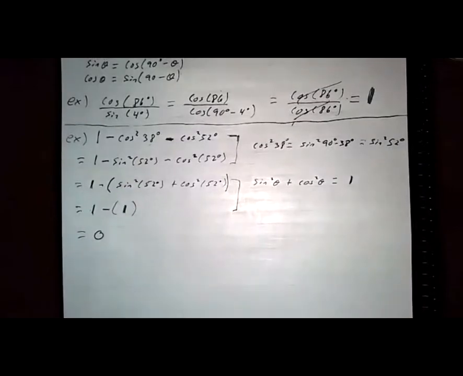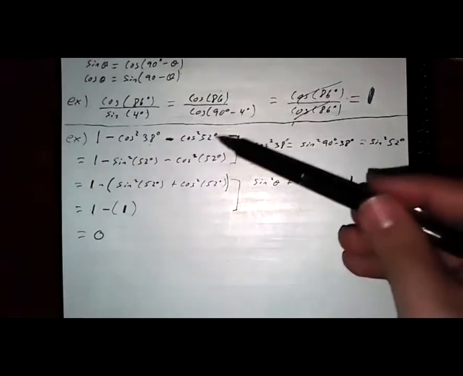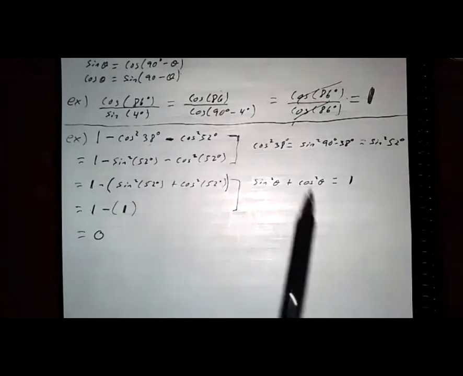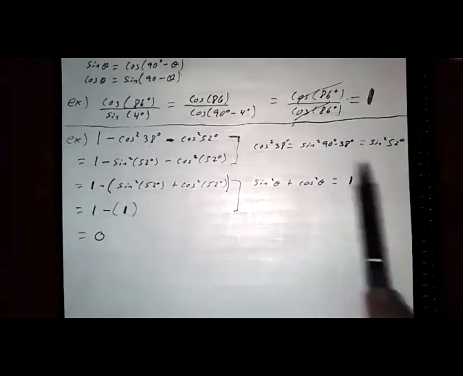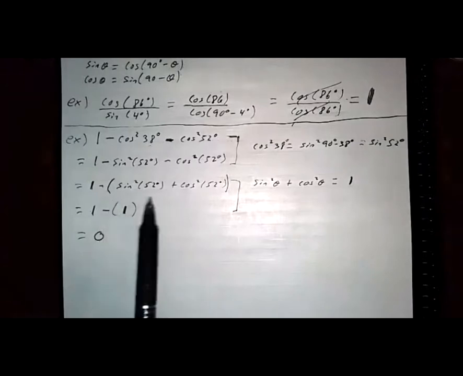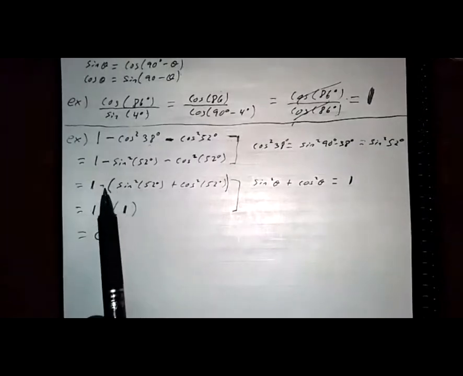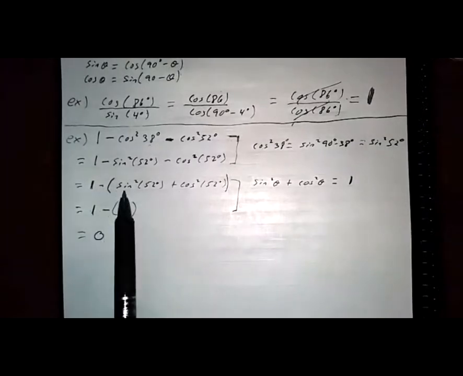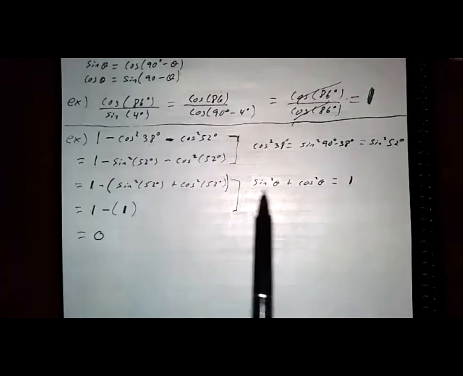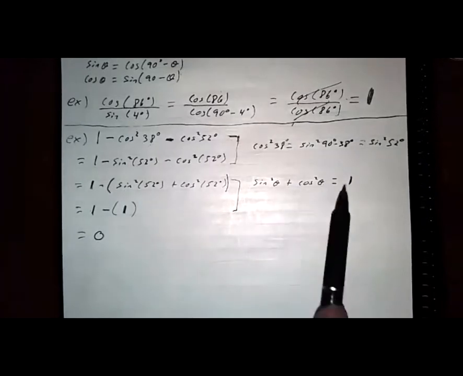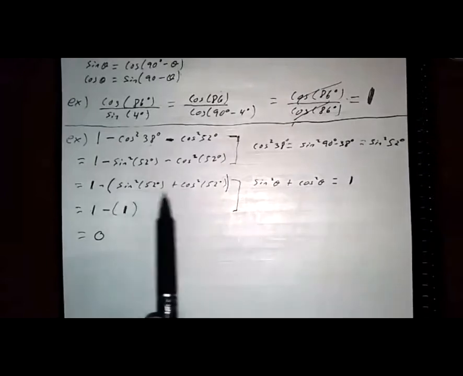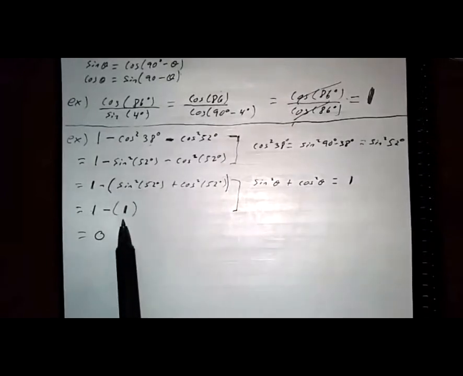Because the book will just jump to here, right? They won't show anything. So I was like, you know what? Let me write down the property that I used here. Then the next step, you factor the negative out, so they both become plus. Sine squared plus cosine squared is always going to be 1. So this inside became a 1, and 1 minus 1 is 0.